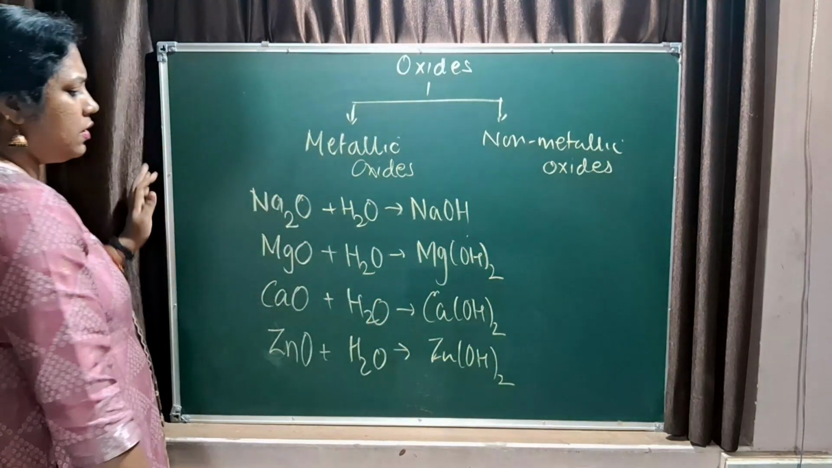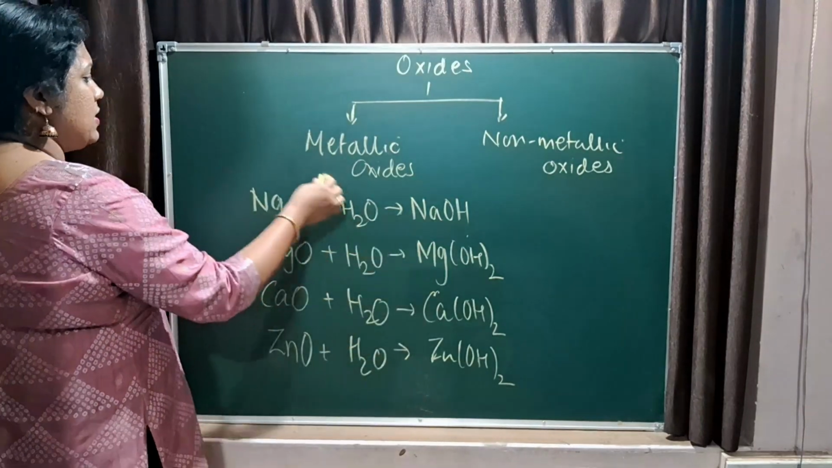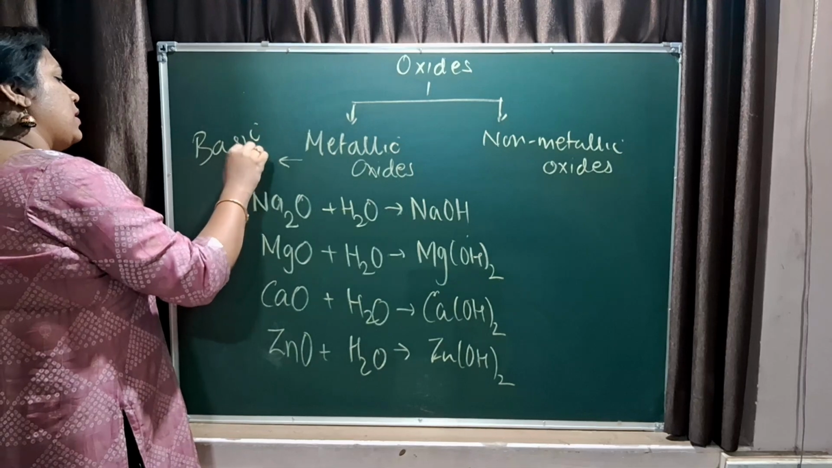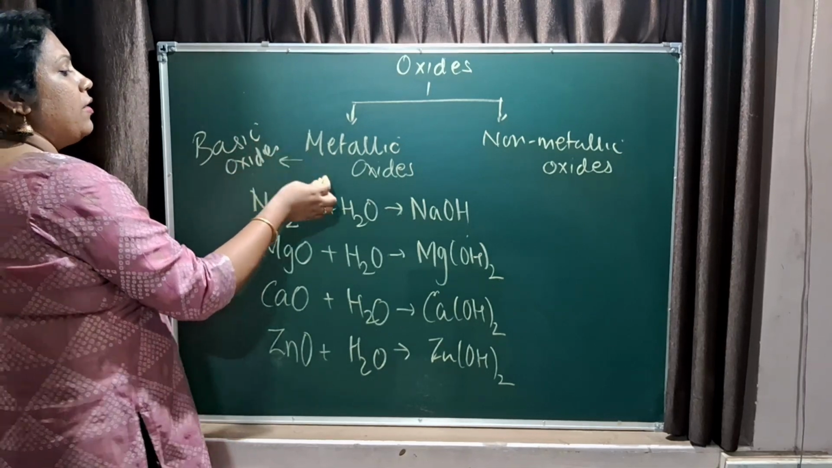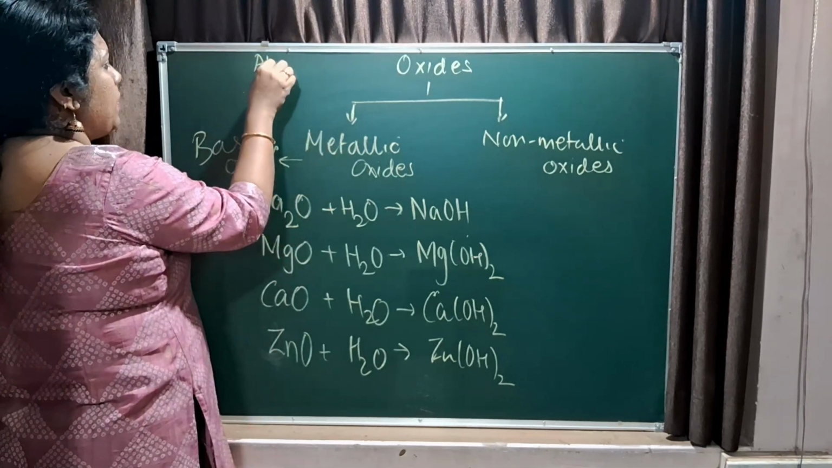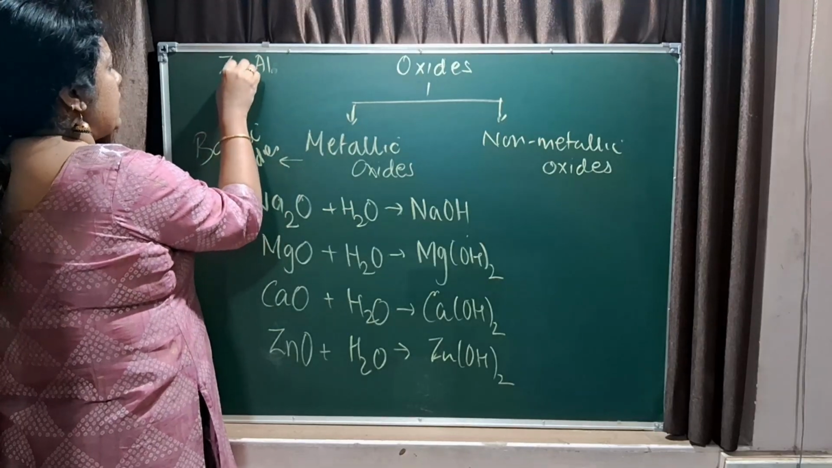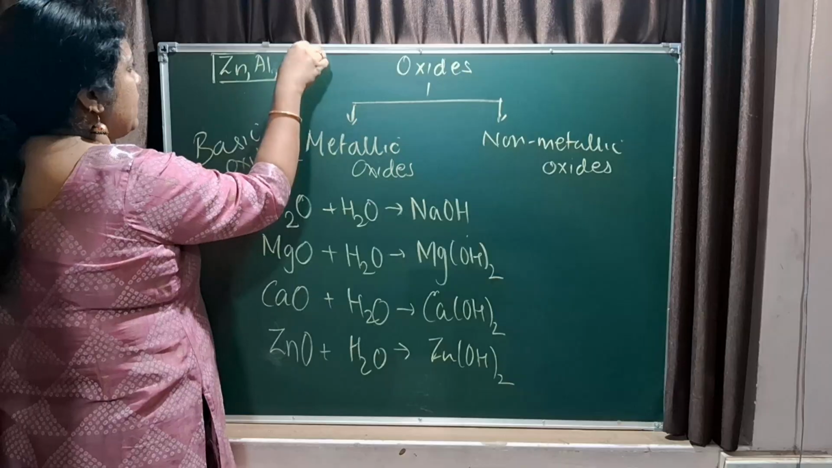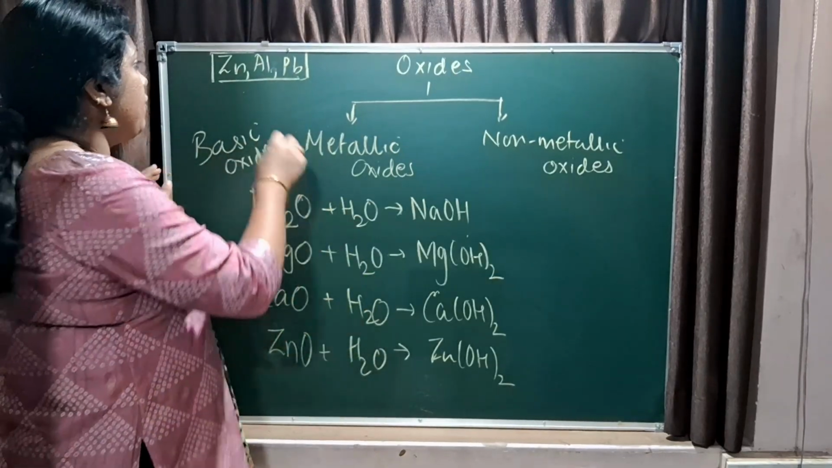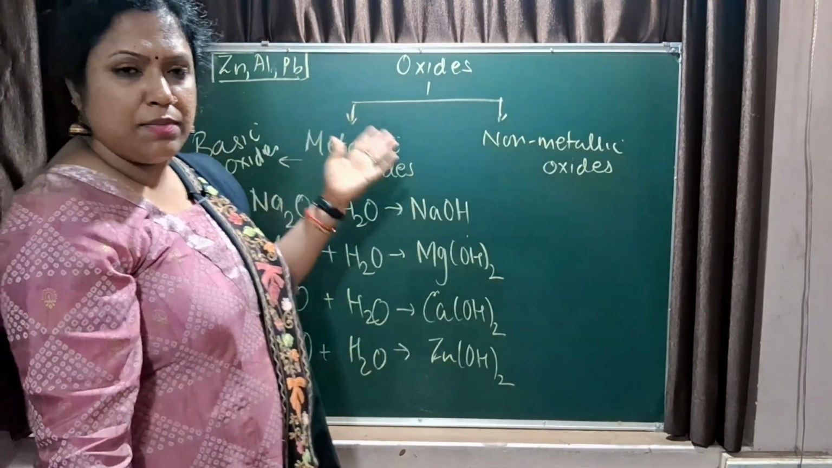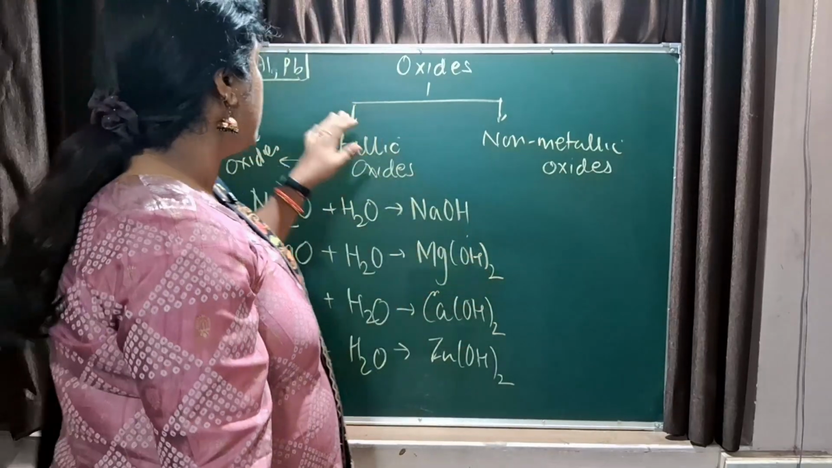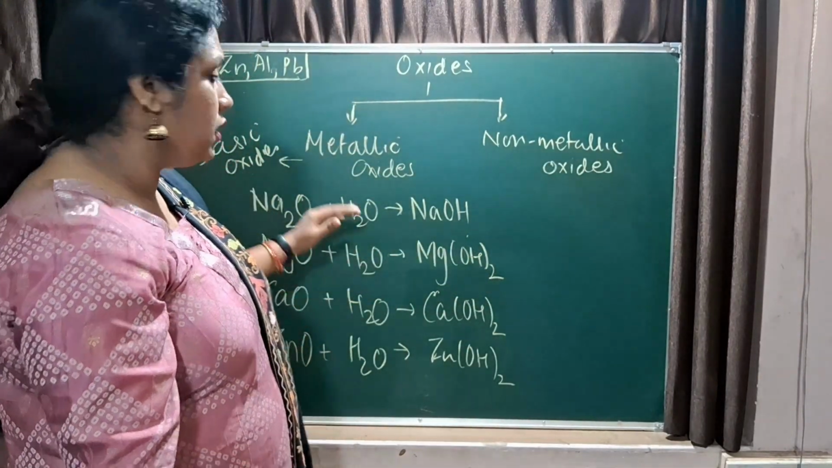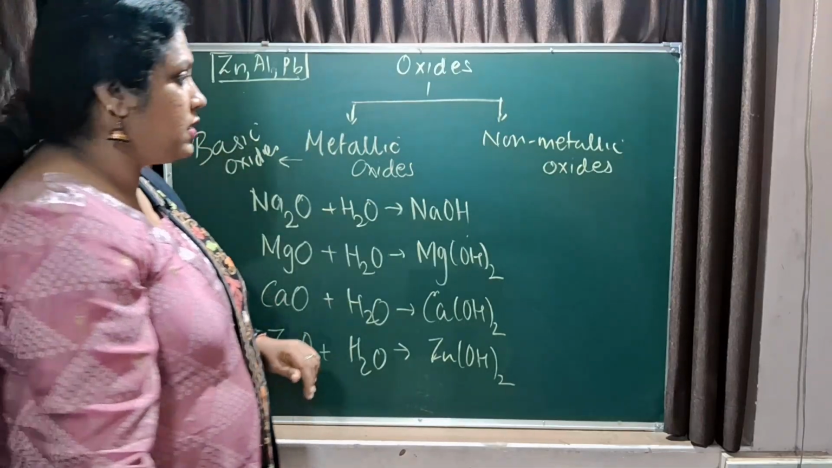Correct? So this is the metallic oxide. So these are all bases. So metallic oxides basically give you the basic oxides. Okay, they do have amphoteric oxides. I hope you remember ZAP, that is zinc, aluminium and lead. The oxides of these metals are amphoteric. Amphoteric means they react with both acids and bases to form salt, right? We are not talking about that right now. We are just discussing the reaction of water with the metallic oxides.